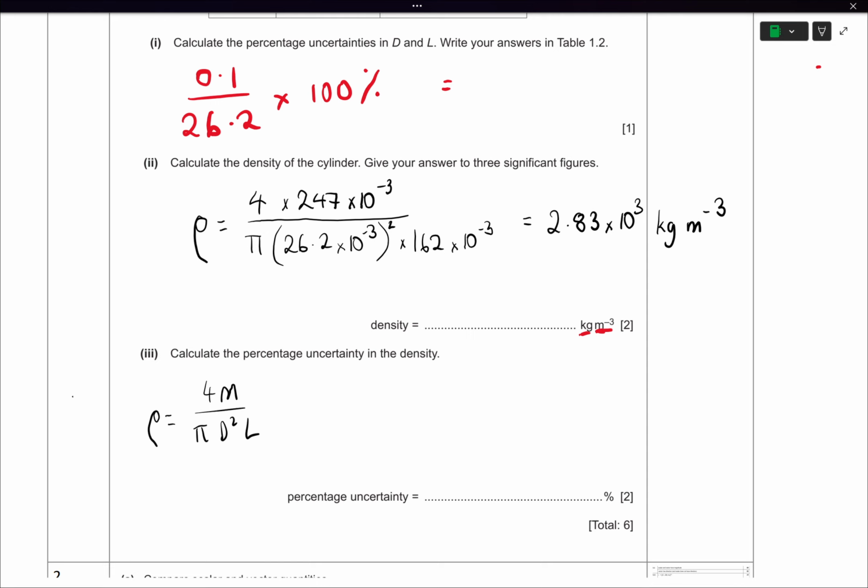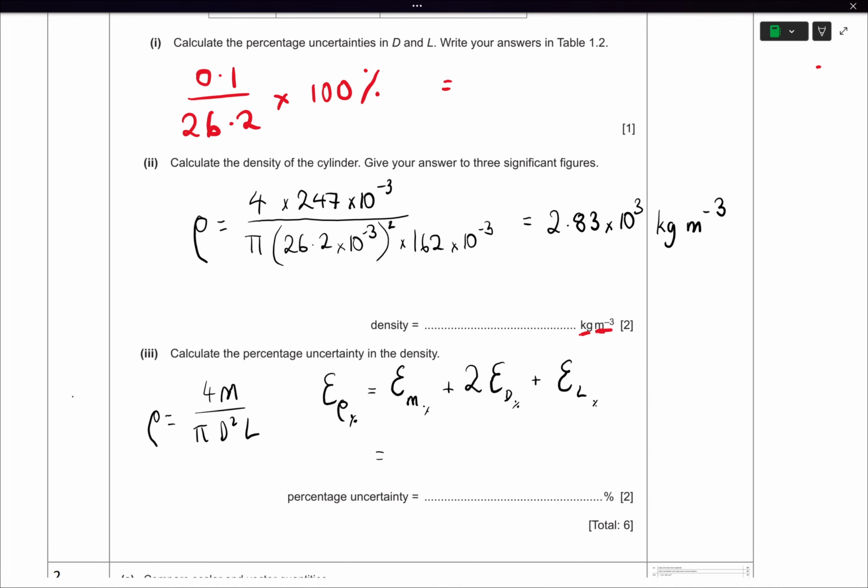So the uncertainty as a percentage in the density, so I'm going to write the error in the density as a percentage, should be equal to the error in the mass as a percentage plus 2 times the error in the diameter as a percentage plus the error in the length as a percentage. So 2 times here because it's squared, so we're effectively multiplying by d twice.